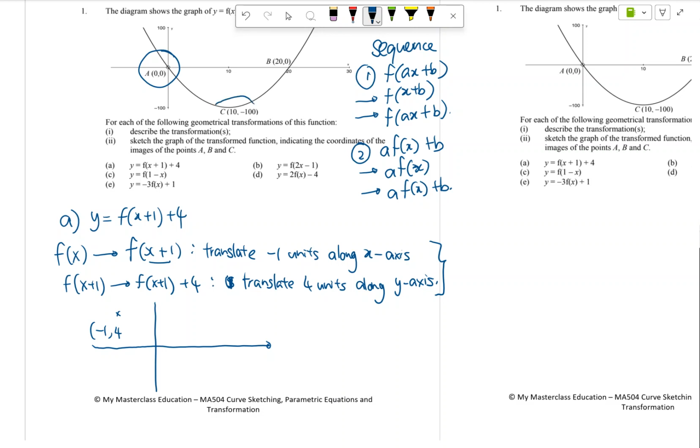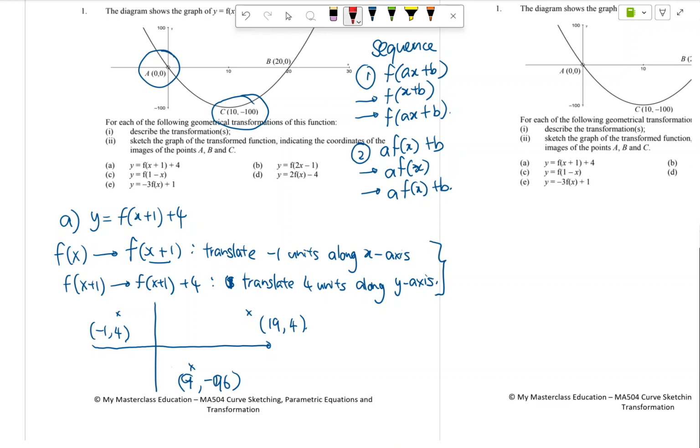Okay, now I look at C. Chronological order. Look at the x, -1, that will be 9. Then I translate 4 units along the y-axis. So I'm going to get C, which is here. That will be 9 because my x is moved by 1 unit and I add 4, so this will be -96. Okay, and then my b must be on the same vertical line as my a, so b would be 20 minus 1, that will be 19, 4 as well, because I translate by 4 units.